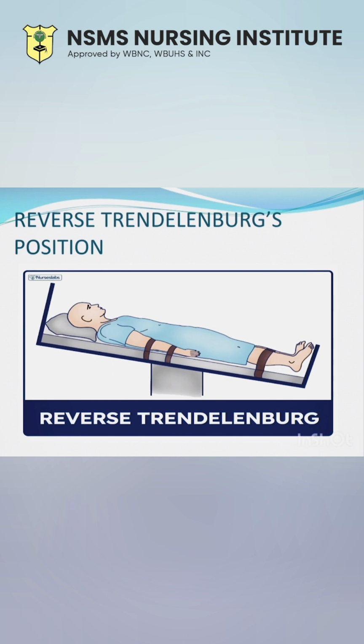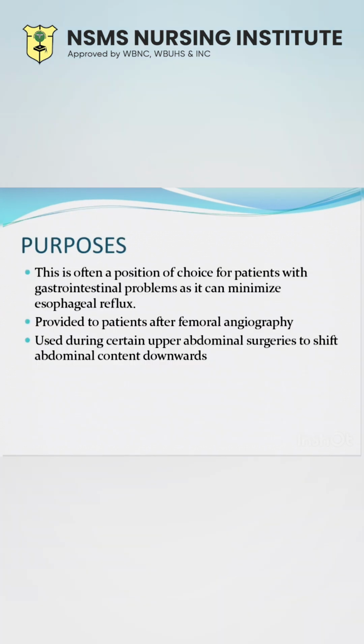Now, let us learn about reverse Trendelenburg's position. Reverse Trendelenburg's position is the opposite of Trendelenburg's position. Patient lying on back with arms at sides, bed positioned so that head is higher than foot but no flexion at waist. Uses of reverse Trendelenburg's position.